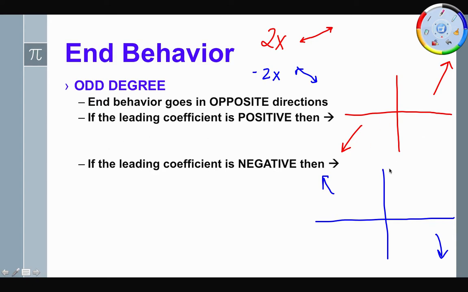Now this seems like a silly little piece that we need to connect in here, but it actually is very, very important when we try to graph a full polynomial function that we're going to get to a little bit later in this video.